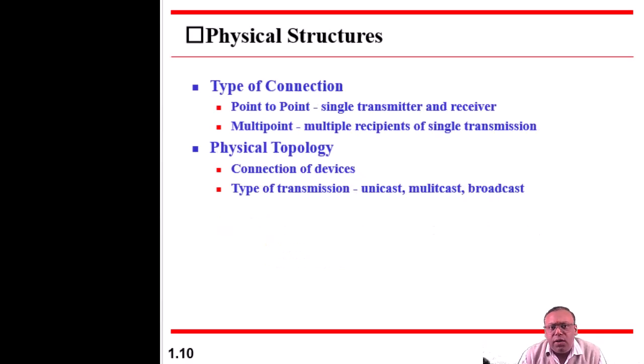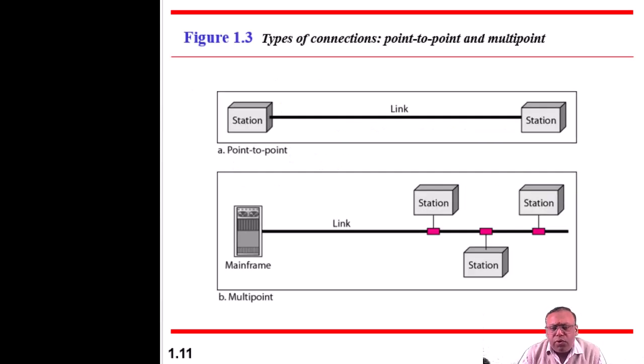Now we will discuss the physical structure. Physical structure is also known as the topology of the network. What kind of topology we use, or you can say the network architecture we use to form our computer network. Before designing the computer network, we must understand the types of connection. The type of connection with a direct connection between source and destination is known as point to point, where you connect source and destination directly.